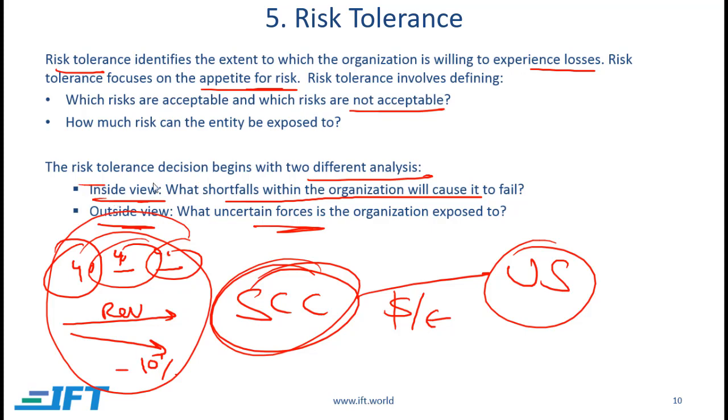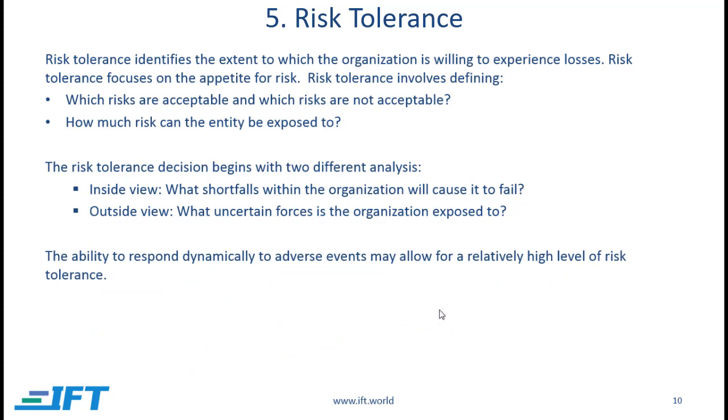So when this company makes risk tolerance decisions, it needs to consider both the internal context as well as the external context. Now let's look at a few elements that impact how much risk tolerance the company can take. A major one is the ability to respond dynamically to adverse events. If a company has this ability, then it can take on a relatively high level of risk. On the other hand, if a company is not well equipped to deal with adverse events, then the risk tolerance will be low. Other factors that impact the ability to take risk include the competitive landscape and the regulatory environment.